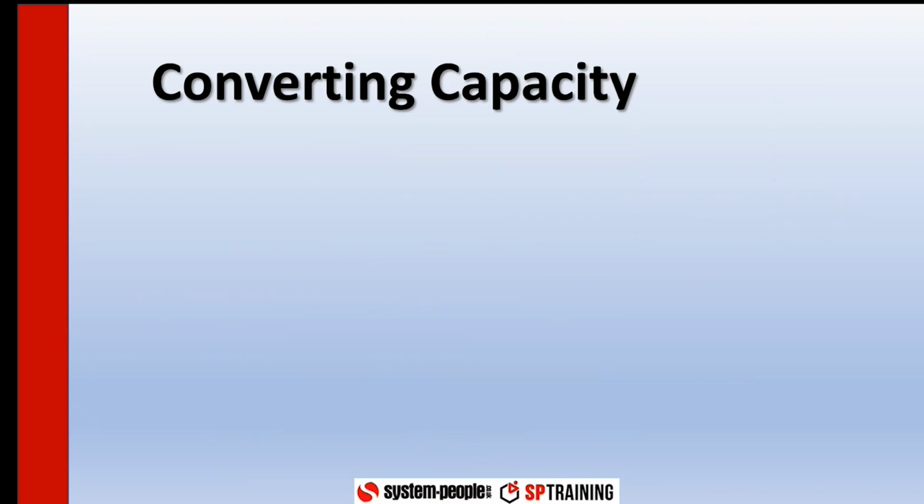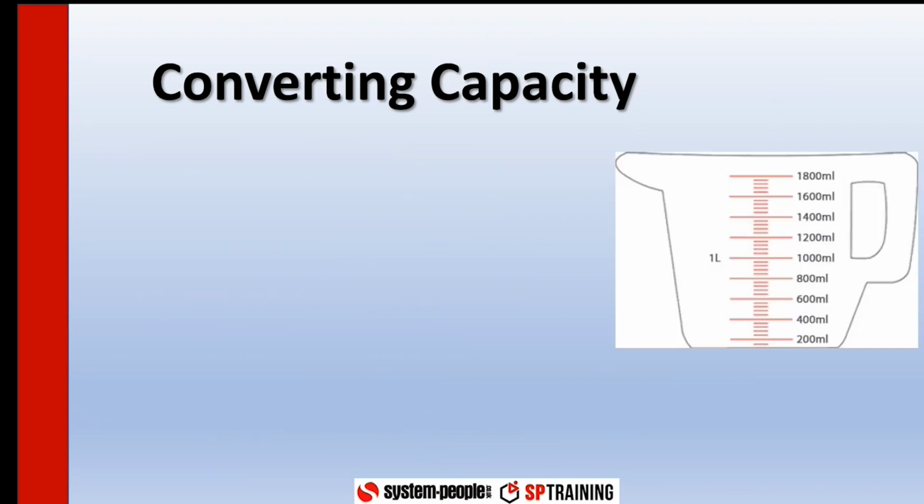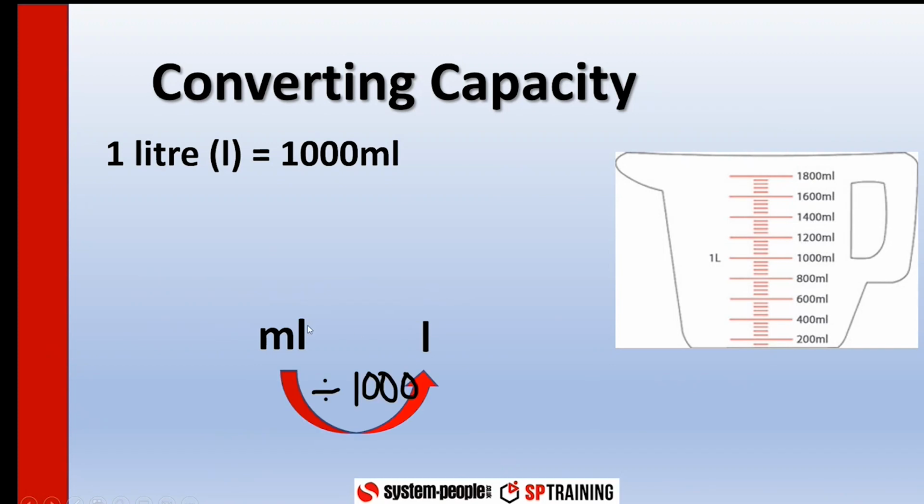And finally, let's have a look at capacity. In capacity, we're dealing with liters and milliliters. Again, the word milli, thousand, we've got 1,000 milliliters equaling 1 liter. We can see that on the measuring jug here as well. So if we're changing milliliters into liters, we're going to divide by 1,000. So 5,600 milliliters would become 5.6 liters.